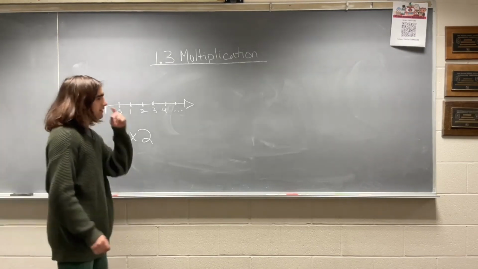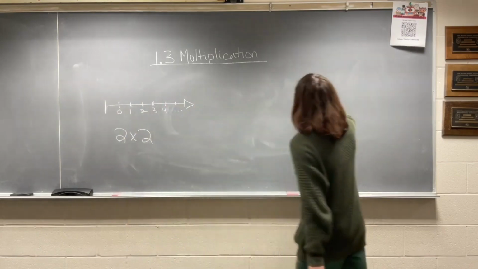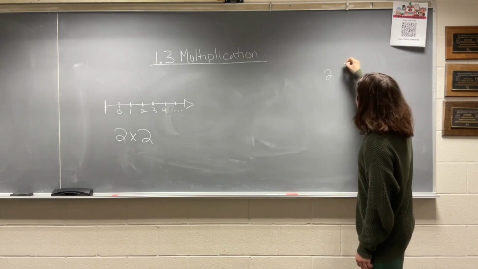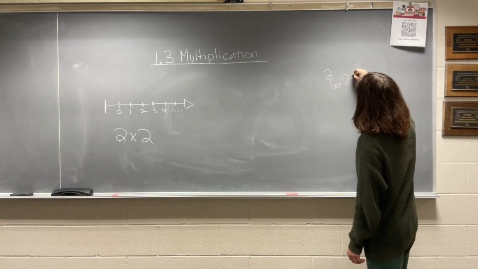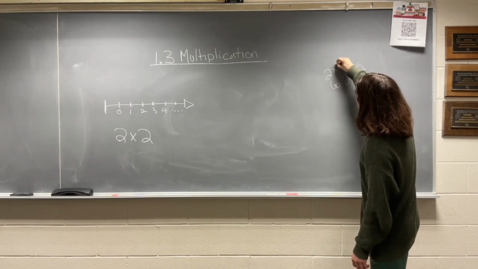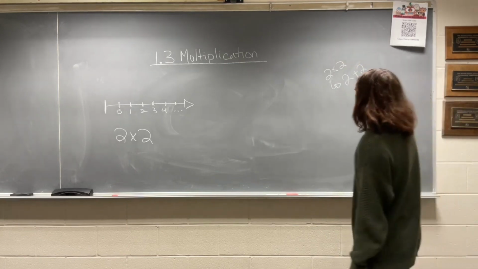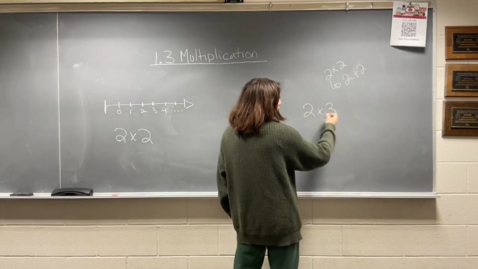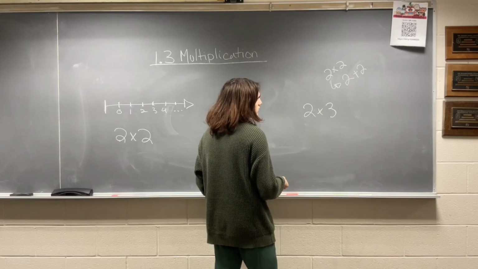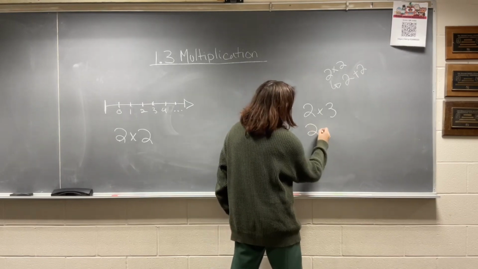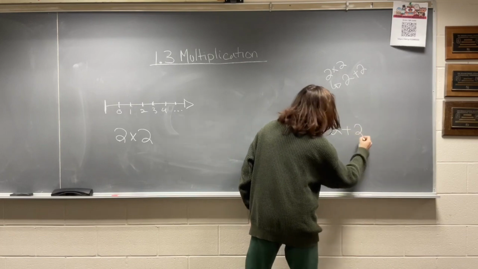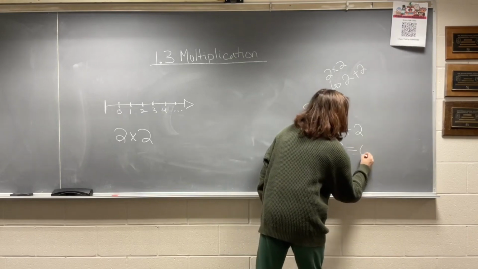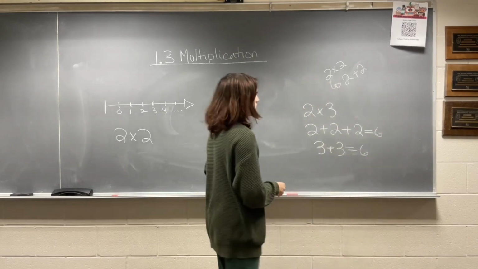What does this mean? 2 times 2 simply means we're going to take 2 and add it to 2 twice. So this is going to mean 2 plus 2. So 2 times 2 is equal to 2 plus 2. If we had 2 times 3, it would equal 2 taken 3 times, right? So this could be 2 plus 2 plus 2, or it could be 3 plus 3. Either way, for this you'll get 6, and this one you'll also get 6.